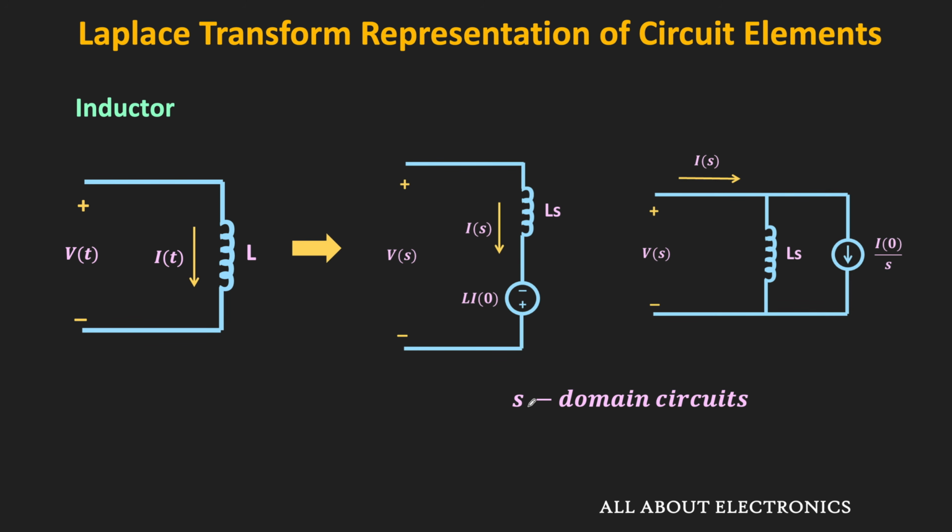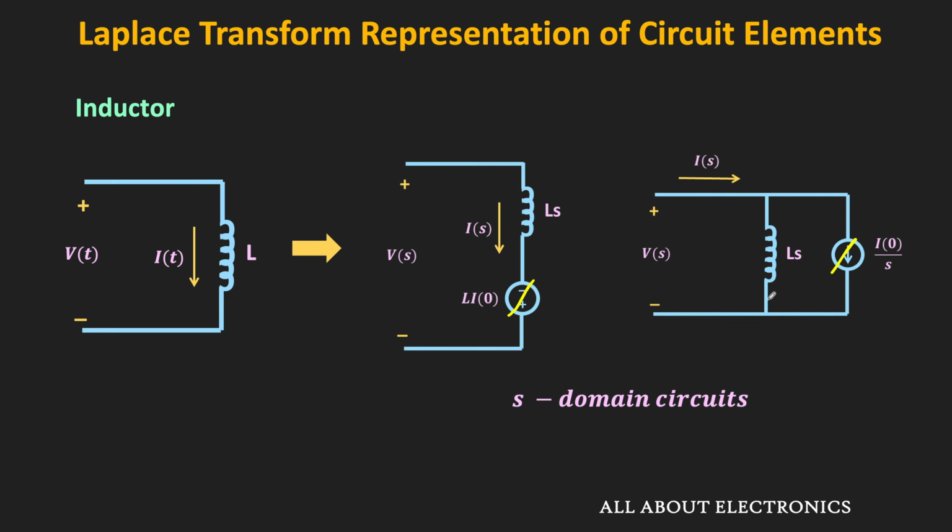Now in these representations, we have assumed that there is an initial current through the inductor, and we have denoted it as I0 minus. But if the initial conditions are 0, or in other words, if I0 minus is equal to 0, then in the S domain circuits, this voltage and current source will become 0.